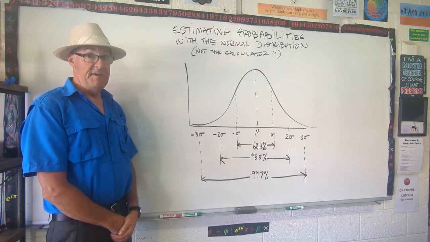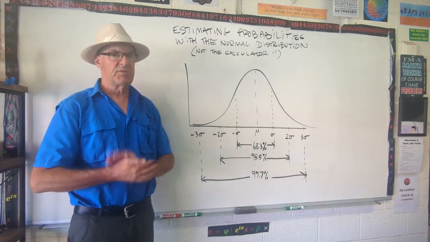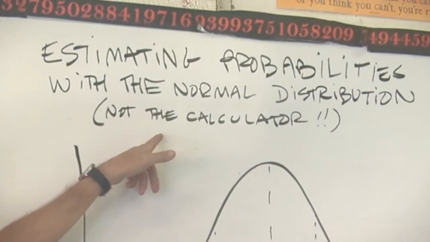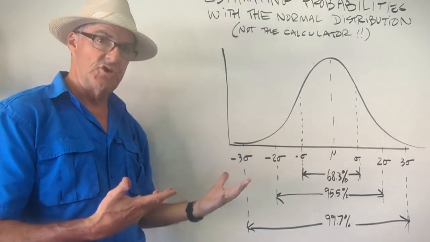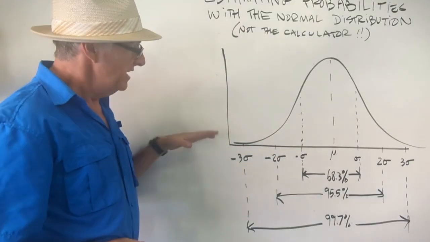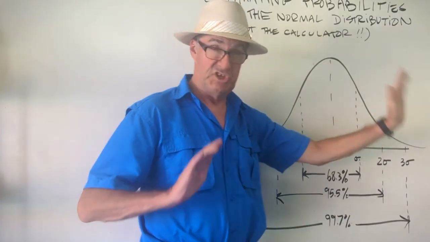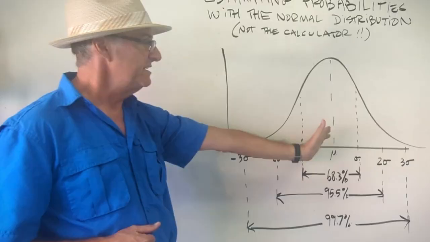This lesson mainly focuses on how to use a normal distribution to estimate probability without the calculator. Now there's only certain problems that you can answer without the calculator, and I'm going to show you the territory first and then we'll do some problems. So check this out. Here's my normal distribution, just like before. And here's my mu, my average, my mean.